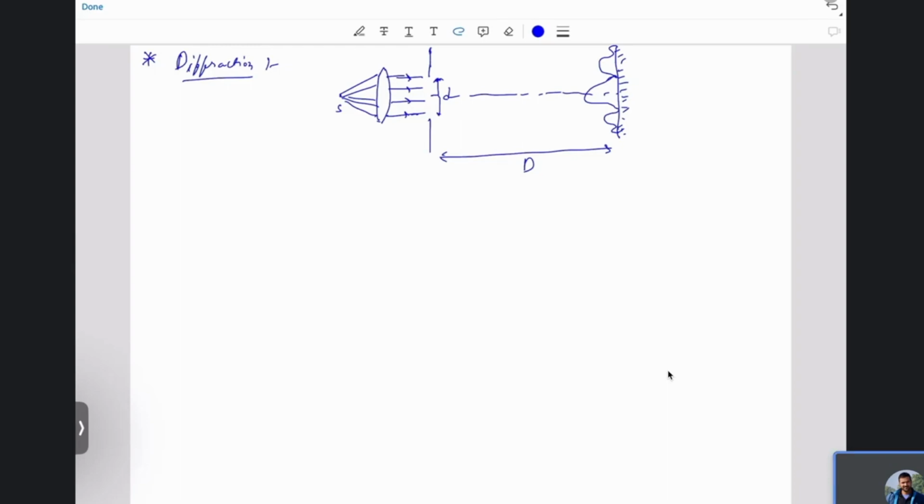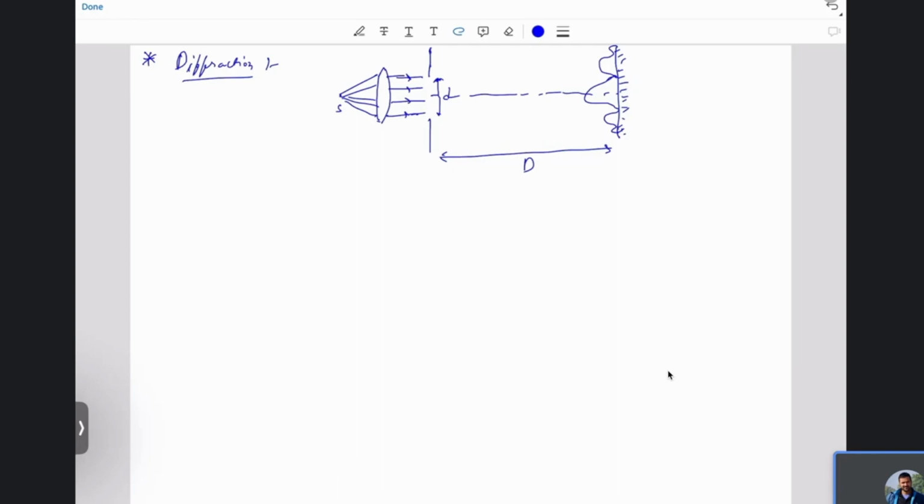I'm not going to derive all the formulas of maxima and minima positions. You might have already seen that in the NPTEL lectures. So I'll just write out some of the important formulas which we will need.